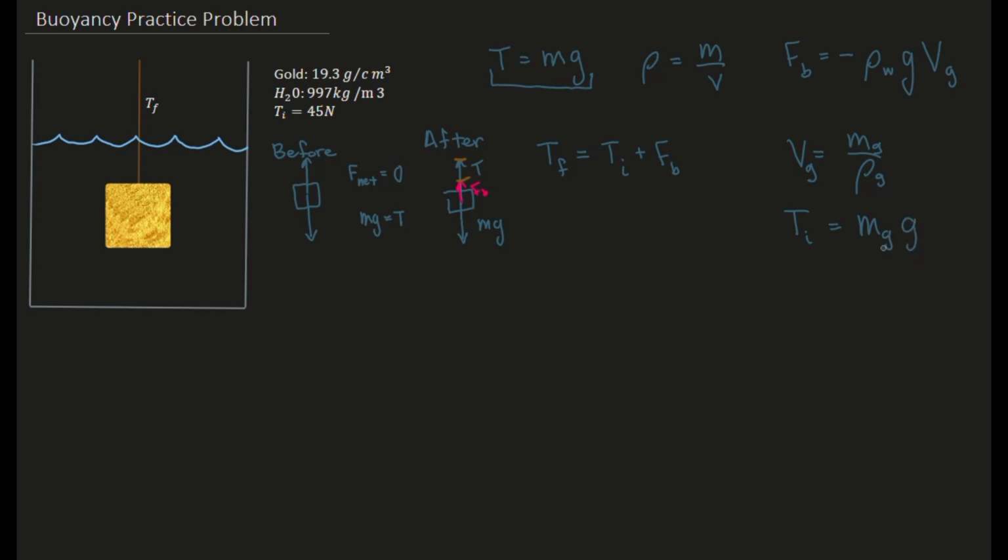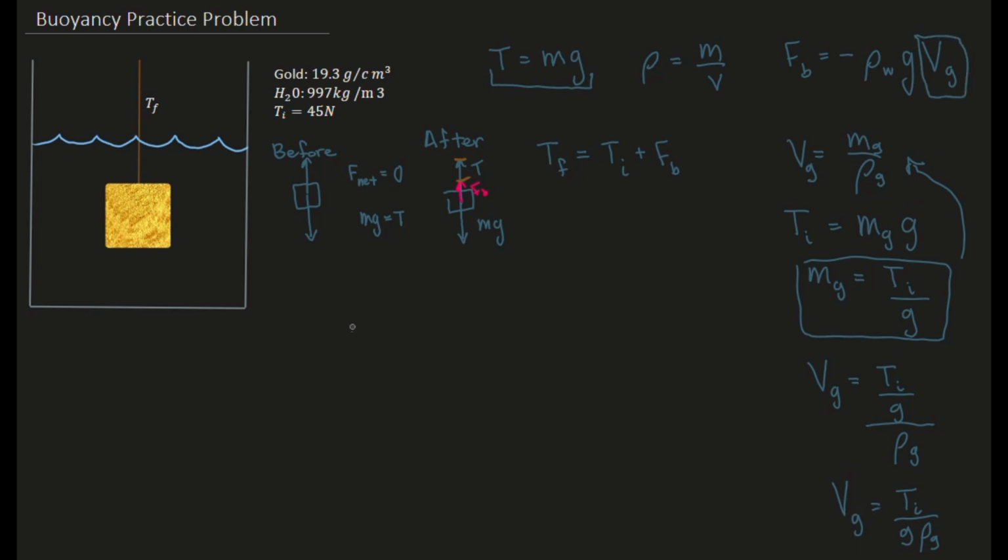And we can rearrange this so the mass of the gold is equal to the initial tension divided by the gravitational acceleration. And we can plug this in to this mass up here. So the volume of the gold becomes the initial tension divided by the gravitational acceleration, all divided by the density of the gold, which simplifies to the volume of the gold being the initial tension divided by the gravitational acceleration over the density of the gold. And we're going to use this and plug this in for this volume up here.